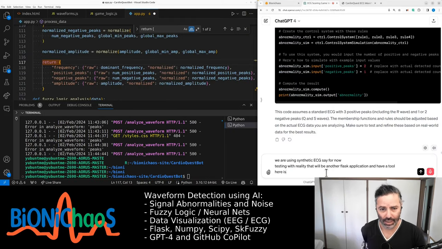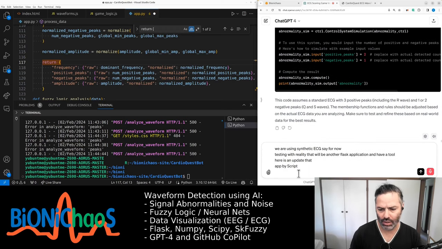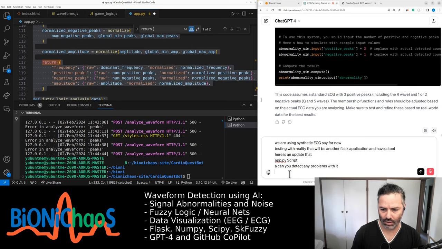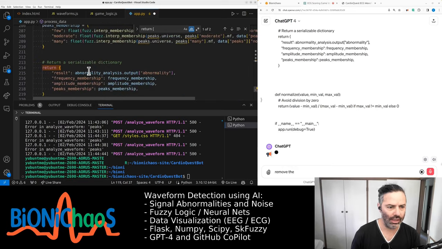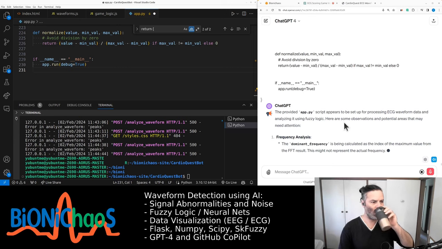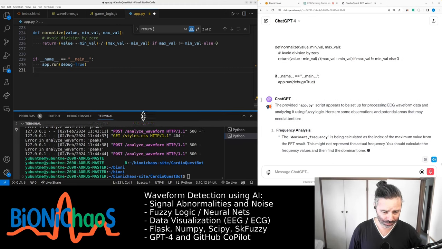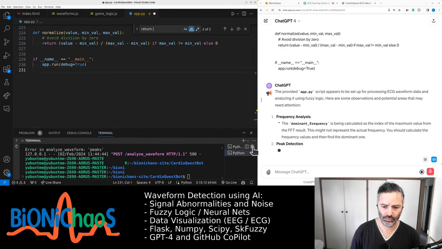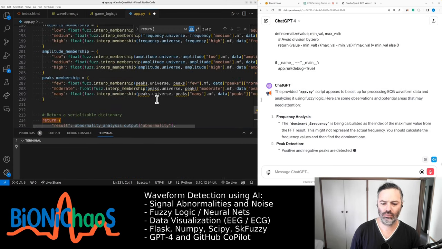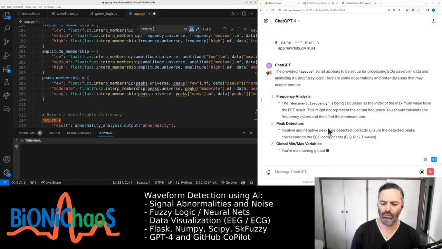Here is an updated app.py script. Can you detect any problems with it? So the whole code. Remove that last prompt. "The provided app.py script appears to be set up for processing ECG waveform data and analyzing it using fuzzy logic. Here are some observations and potential areas that may need attention. Frequency analysis. The dominant_frequency is being calculated as the index of the maximum value from the FFT result. This might not represent the actual frequency. You should calculate the frequency values and then find the dominant one.